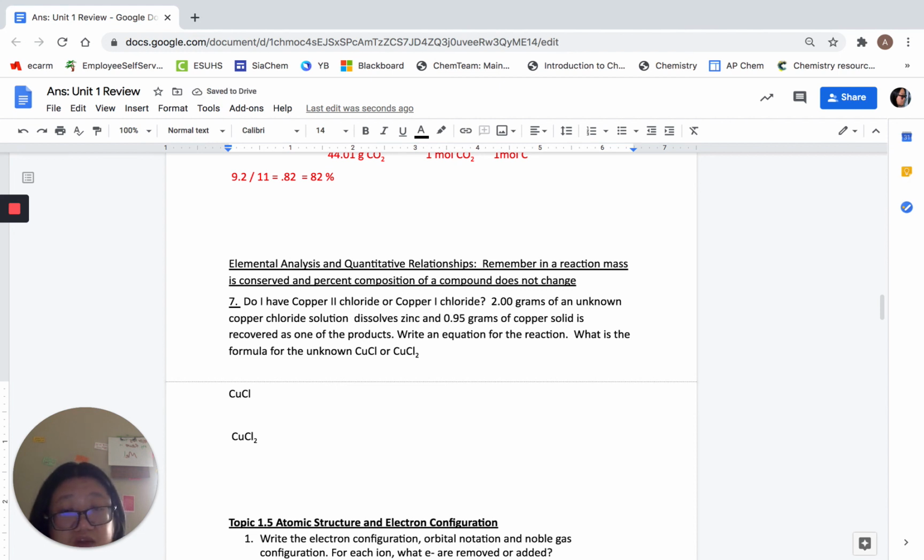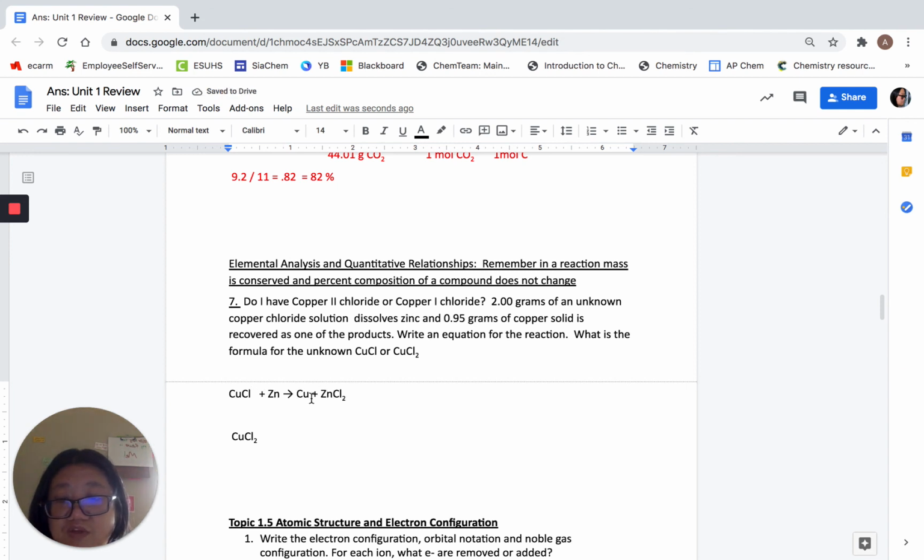Okay, so NO, and this is going to dissolve zinc. So we're going to say plus zinc, and then you're going to get copper as a product. Basically, what they were trying to say is this is a single displacement. Zn is going to take Cu's spot, Cu is going to come out. So Cu plus Zn. Now Zn, you need to know, is plus 2, so therefore that's going to be ZnCl2.